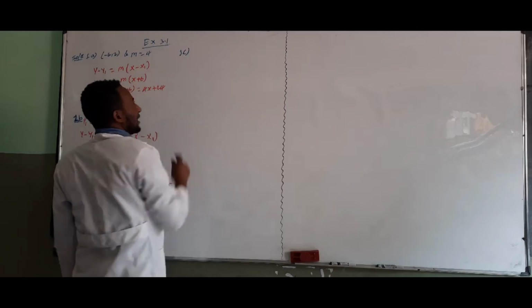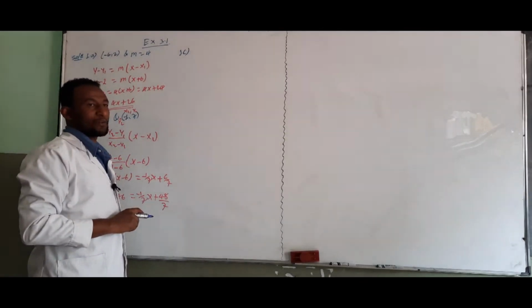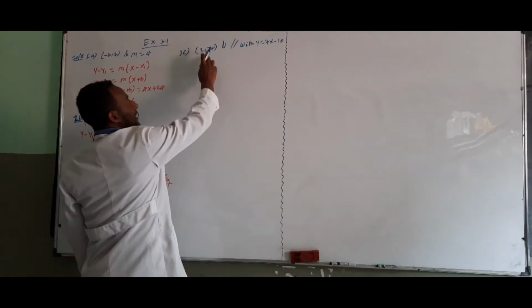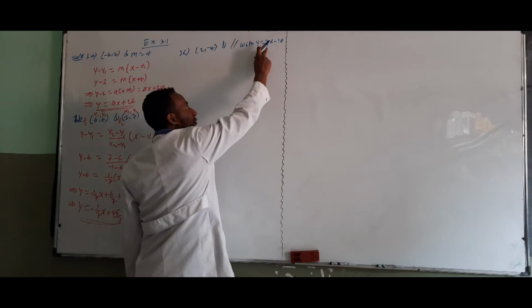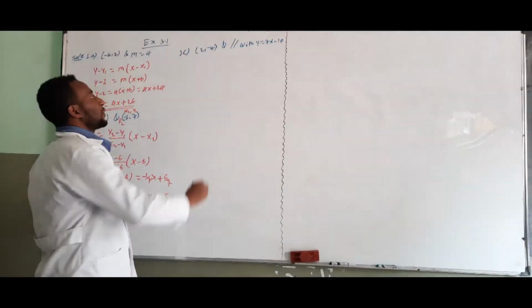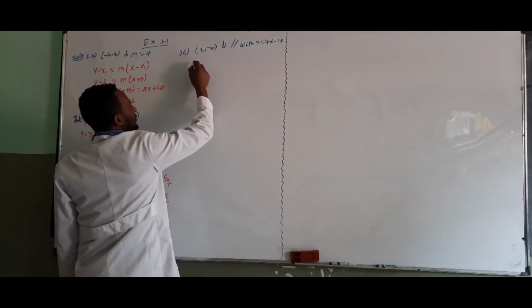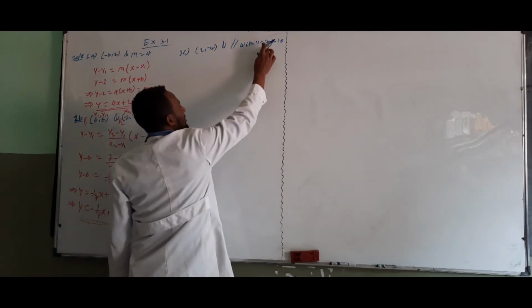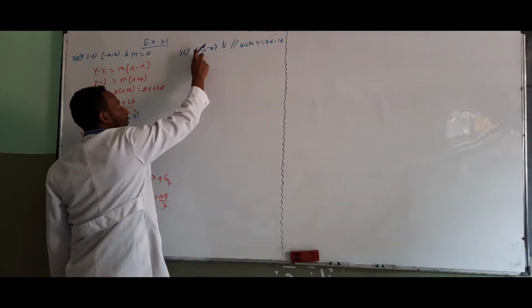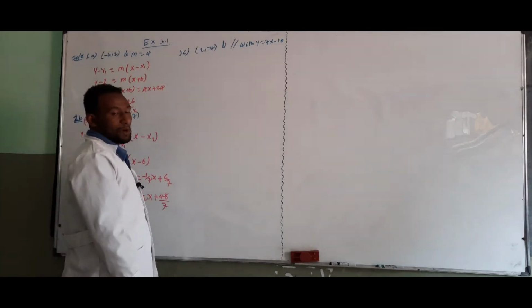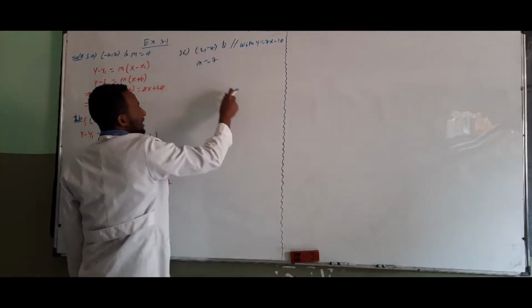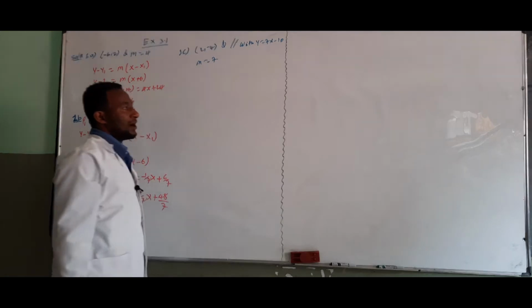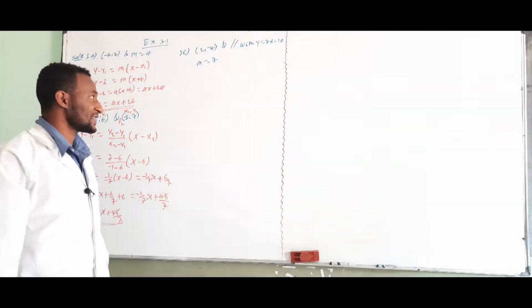We have to find the equation of the line that passes through this point. If a line passes through this point and is parallel with this one, we can say that the slope of this line and the slope of the line that passes through (2, -4) are equal. Therefore m is equal to 7, because in this line our slope is the coefficient of x.